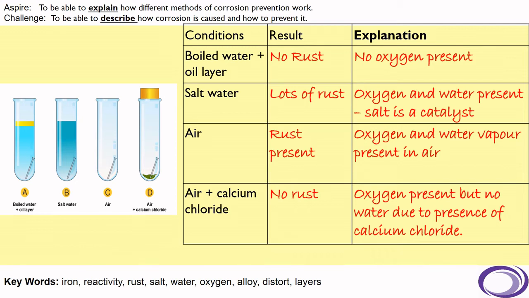The nail that is in tube C that is exposed to air will have some rust present, as oxygen and water vapour are both present in air, but nowhere near as much as the one that was in the salt water. And the nail in tube D will not rust, and the reason for that is that calcium chloride will absorb water, and it will then remove any water from the air around the nail, so it won't have water present. And because that tube is corked, no more water will get into it. There is oxygen present, however, but for a nail to rust, it needs oxygen and water present.